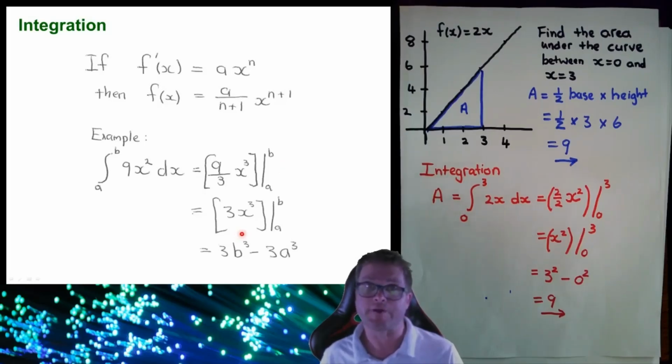So this simplifies just to 3x to the power of 3, and this is between the integration bounds of b and a. As I've already said, the way we evaluate this is first, wherever we see an x, we substitute b in. So this becomes 3b to the power of 3. And then from that we subtract, wherever we see an x, we put an a in. So it's minus 3a to the power of 3.